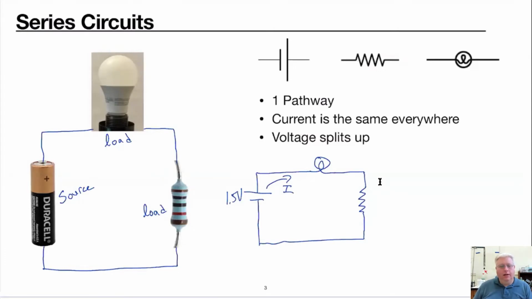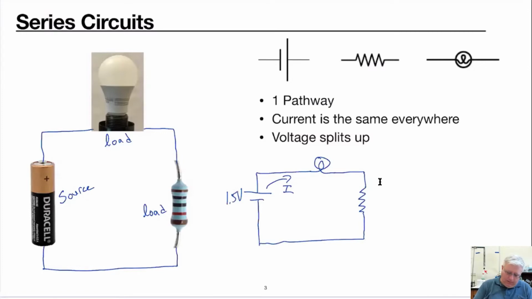And so we know in this series type of circuit where there's only one pathway, the current is the same everywhere. Okay, so whatever the current is, it doesn't change anywhere along the path. But the voltage is different through different devices, different loads in the circuit. And so we see that in series circuits, the devices in the circuit have to share the total voltage. They get split up somehow.